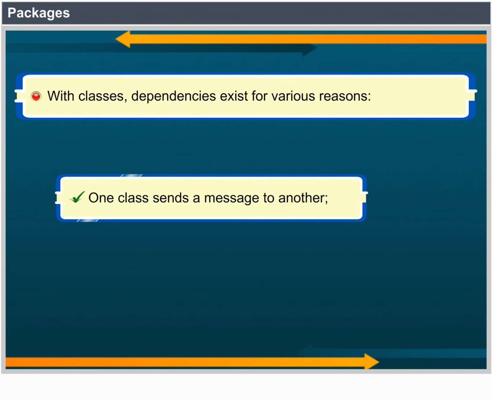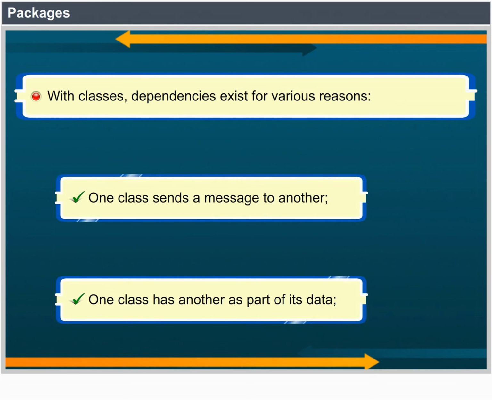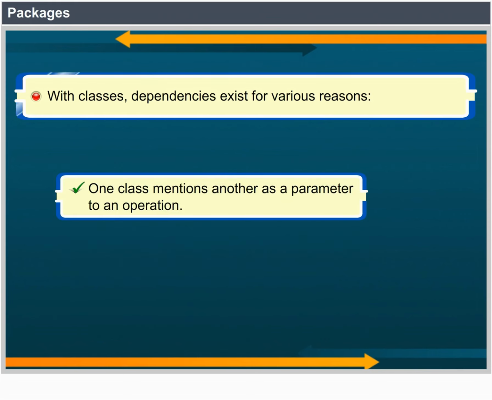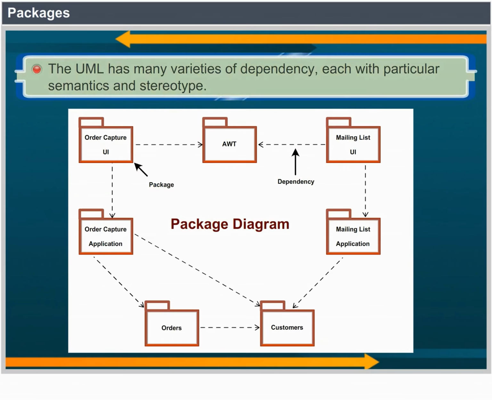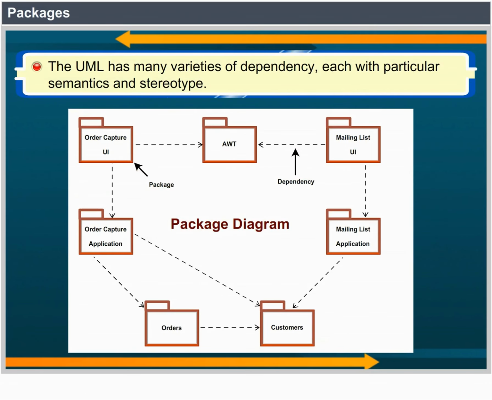One class sends a message to another. One class has another as part of its data. One class mentions another as a parameter to an operation. If a class changes its interface, any message it sends may no longer be valid. The UML has many varieties of dependency, each with particular semantics and stereotypes.